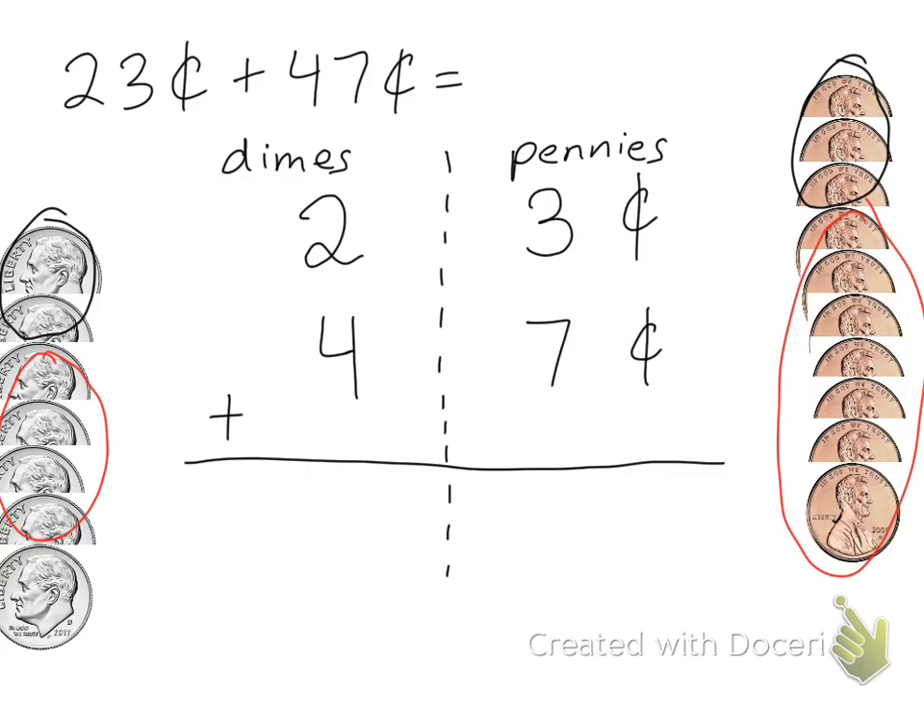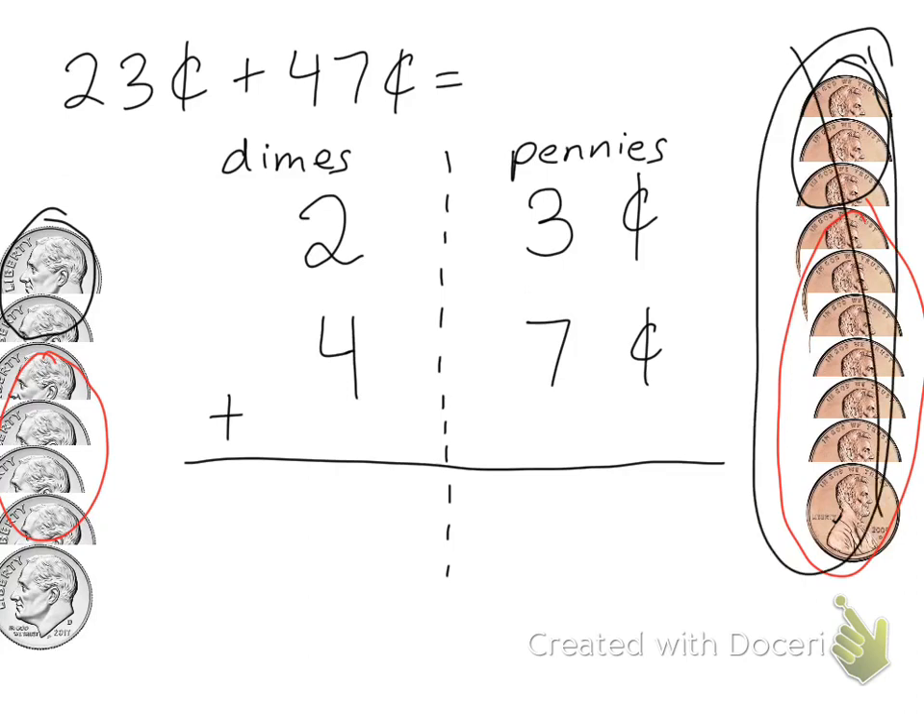So now we're going to add the pennies column first. So 3 plus 7 equals 10. So if I have 10 pennies, I can trade all those pennies for 1 dime. So I'm going to cross them off and add 1 more dime. So on my chart here, I have 0 pennies because I traded them for 1 dime.